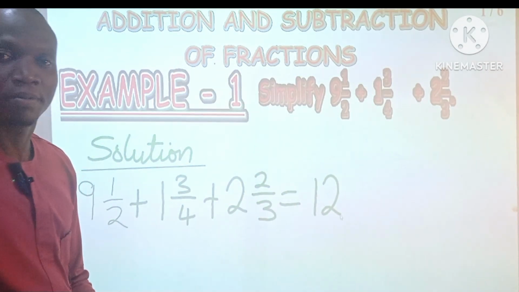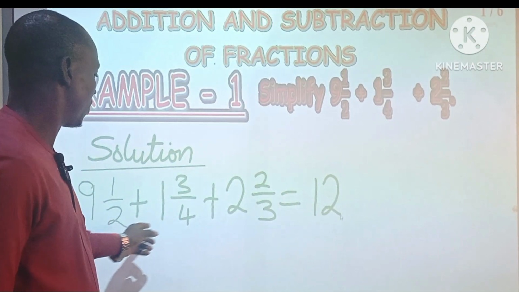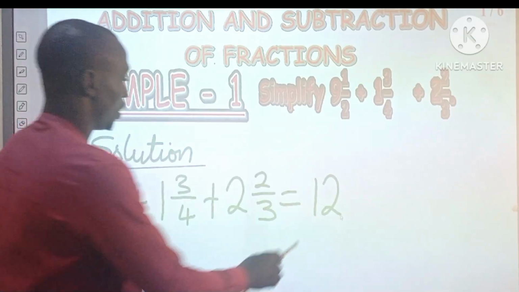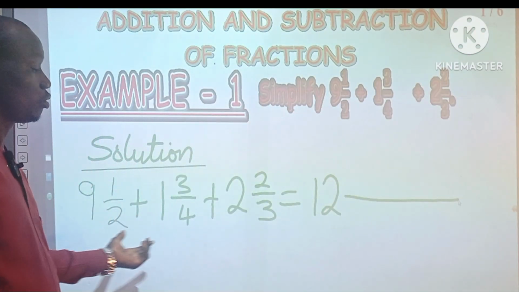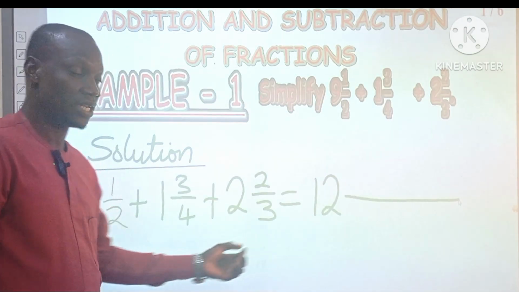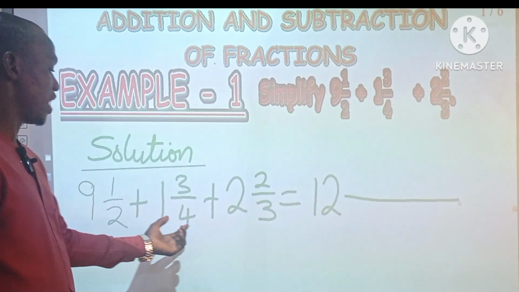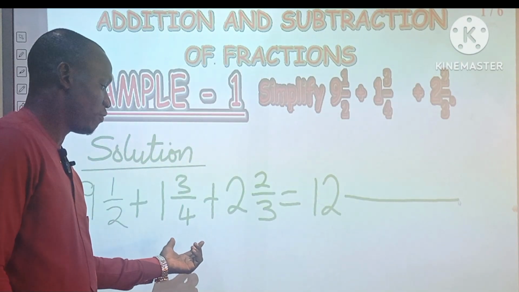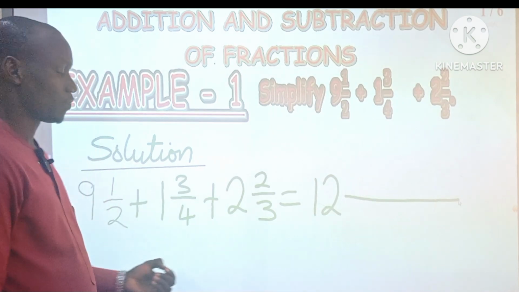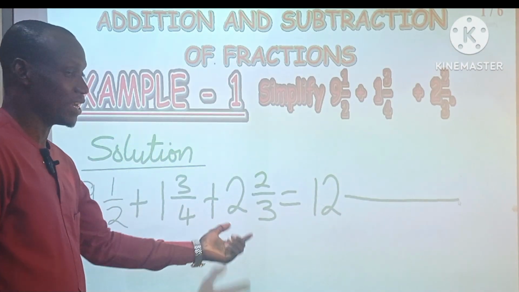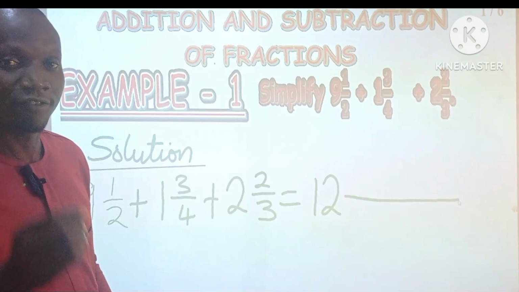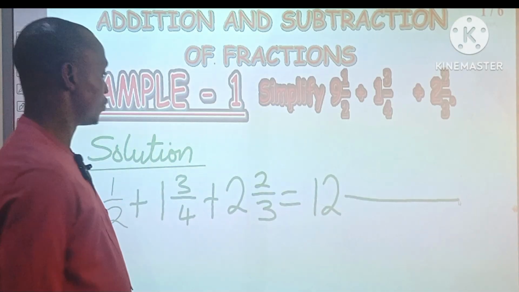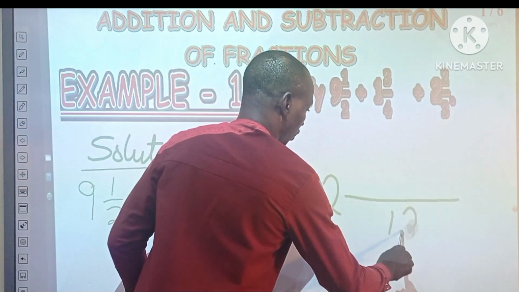And the next step is to look for the LCM of the denominators. The denominators are 2, 4, and 3. Since 2 can divide 4, we're going to look for the LCM of 4 and 3. So the LCM of 4 and 3, that's the lowest number that can be divided evenly by 4 and 3, is 12. So our LCM becomes what?